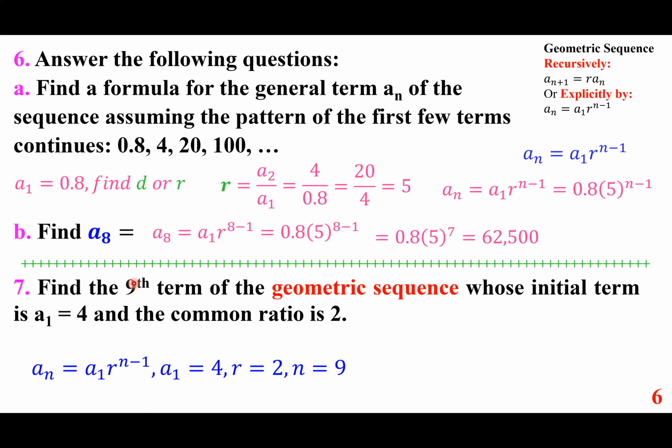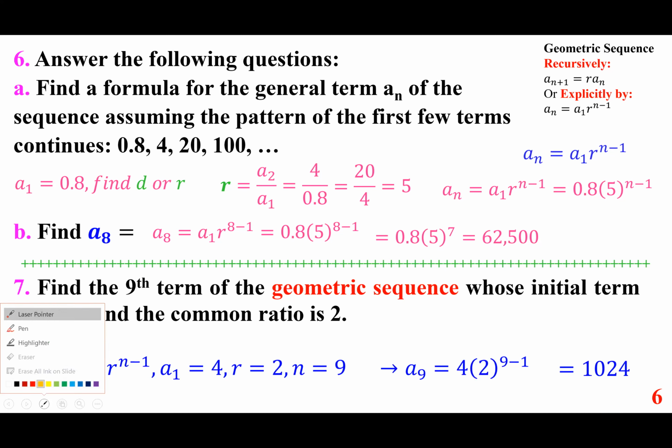So we are going to replace the a sub 1 with 4, r with 2, and then n with 9. Obviously, this makes it 2 to the power of 8 times 4, or you may recognize that as 2 squared, so 2 to the power of 10, which is 1024.